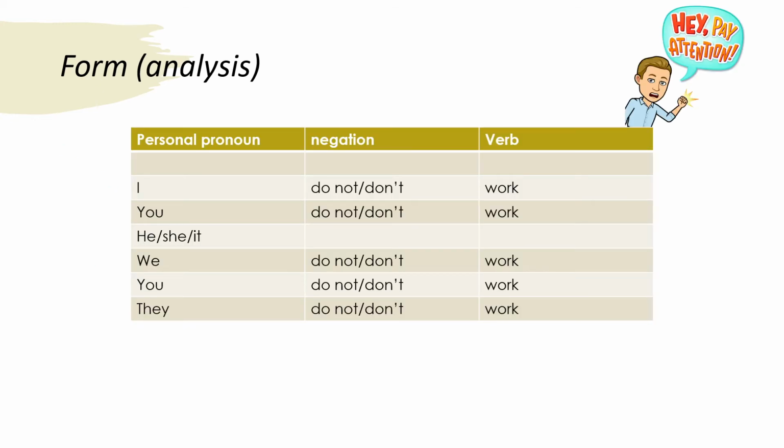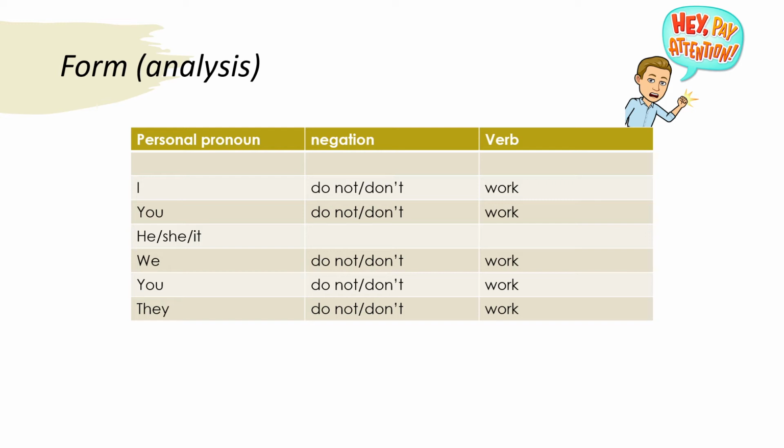On the left side, we see the personal pronouns. There are 6 of them, and we divide them into a singular and plural form. In the middle, we see our negation. On the right, we conjugate the verb. In this example, I continue with to work. We always use do not or don't plus the infinitive of the verb. For example, I do not work, you don't work.